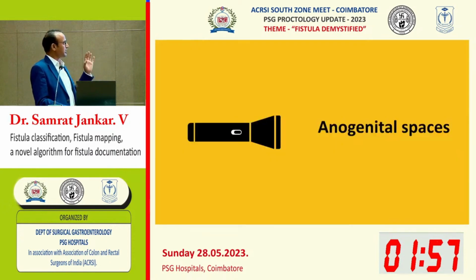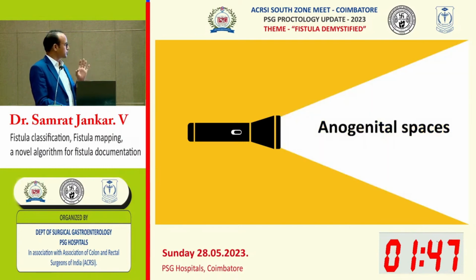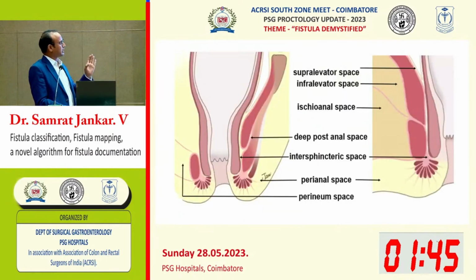Coming to the next, there are spaces. When we understand the muscle and fascia, it is very easy to understand the spaces. There are mainly 7 spaces which we need to take into account when we are dealing with a fistula. Those are, laterally above the levator is supralevator, below the levator above the ischioanal fossa fascia is ischioanal space, and coming down is the ischioanal space, and lower is your perianal space. In between the internal sphincters is the intersphincteric space. Posteriorly deep to the ischioanal fossa, it is the deep postanal space. Anterior counterpart is the perineum space.